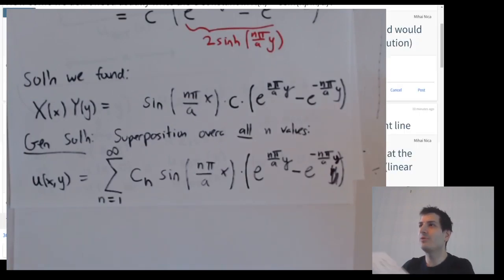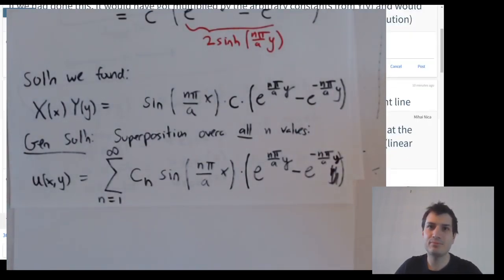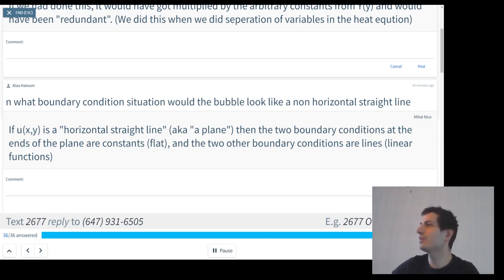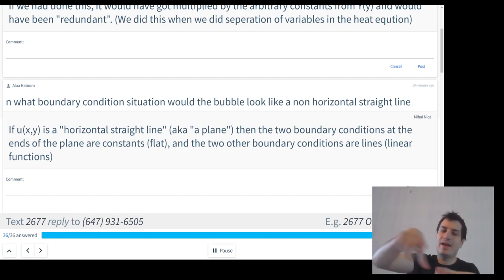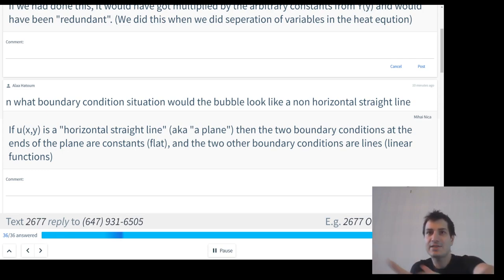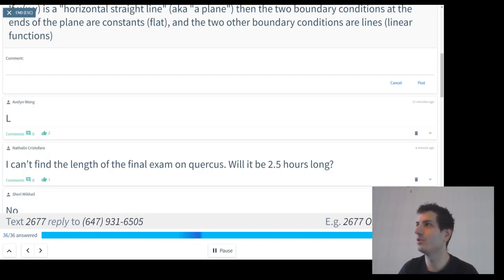Somebody asked, what boundary condition would the bubble look like on a non-horizontal straight line? So I think they're imagining if you take the bubble and you want to make the bubble like a flat piece, but not horizontal. And in that case, the two ends are lines. And at the two endpoints, at the top and the bottom, they are flat. So I think if you have boundary data where two opposite sides are constants and the other two opposite sides are lines that connect them, then you'll end up with a flat function, which is a plane.